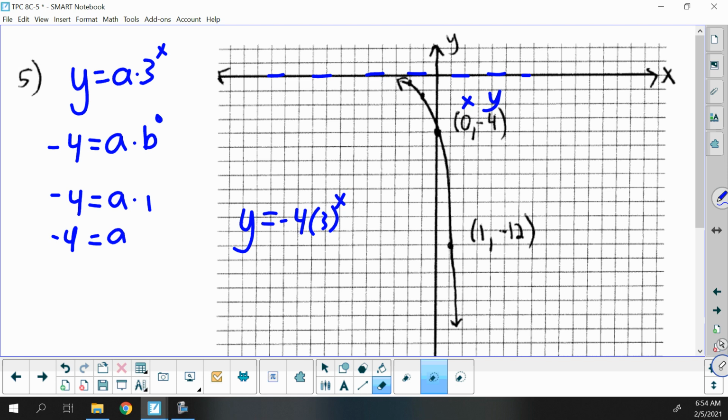And if we had to tell our transformations, we would have a reflection over the x-axis because of the minus out front. And then we could either say multiply y's by 4, or you can say vertical stretch by a factor of 4.